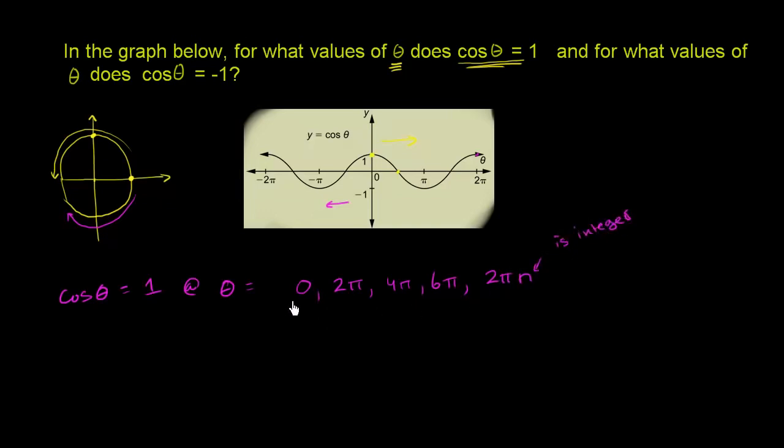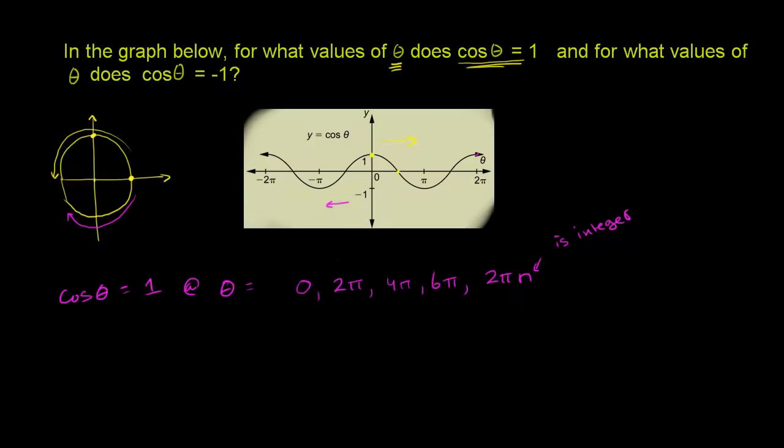And that applies also for negative values. If you're going the other way around, we don't get back until we get to negative 2 pi. Notice we were at 0, and then the next time we're at 1 again is at negative 2 pi, and then negative 4 pi, and then over and over again. If n is an integer, n could be a negative number, and so we get to all of the negative values of theta where cosine of theta is equal to 1.